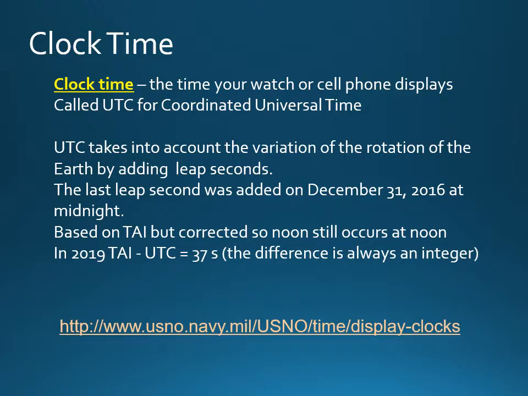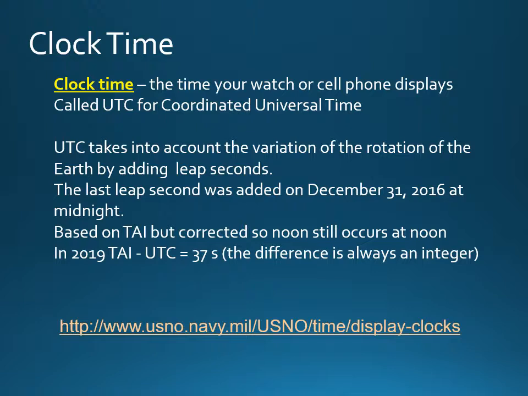Clock time is the time your watch or cell phone displays. It is formally called UTC for Coordinated Universal Time. UTC takes into account the variation of the rotation of the Earth by adding leap seconds. Leap seconds are only defined to be integer seconds and are added when the accumulated variation of the mean solar day and atomic day exceeds 1 second.